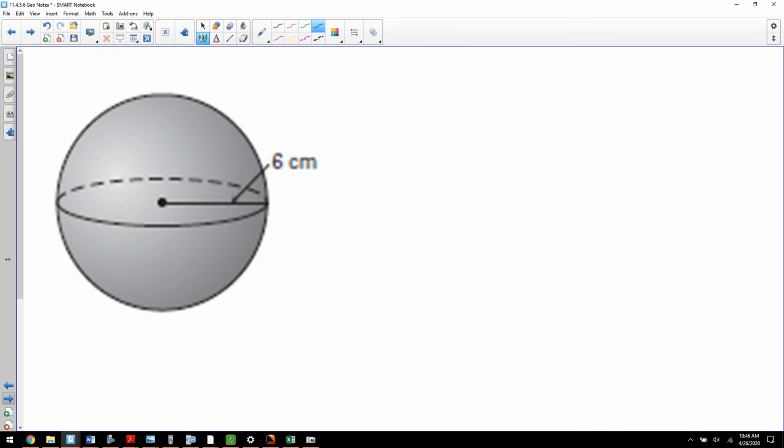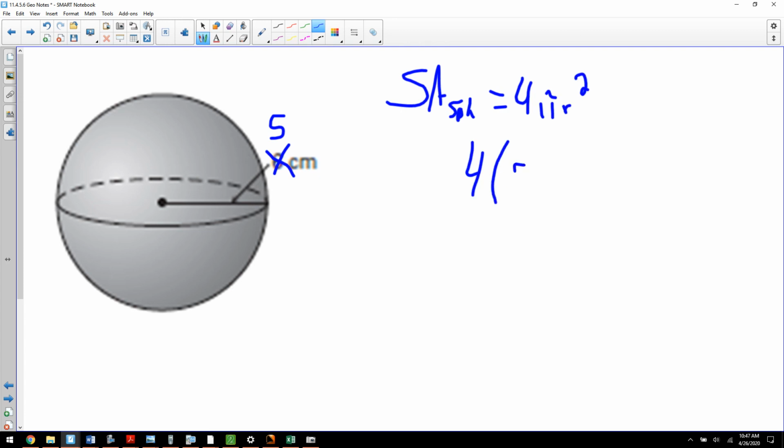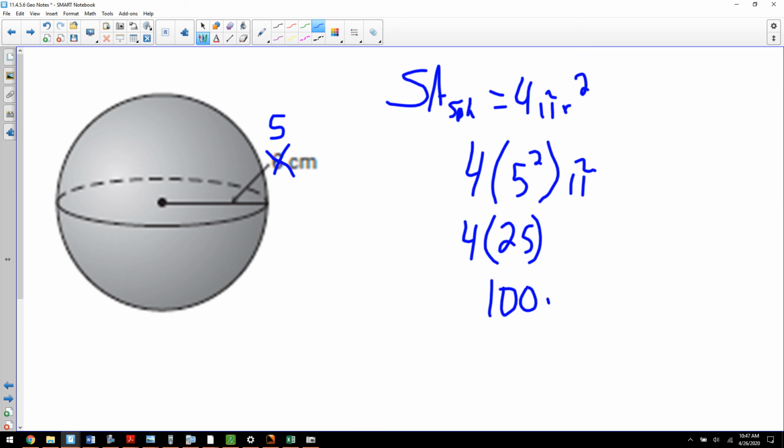Oh, I just did one with 6. Let's change this to 5. So we have a radius of 5 centimeters. So again, the surface area of our sphere is 4 pi r squared. So it's 4 times 5 squared times pi. Well, 5 squared is 25. 4 times 25 is 100. Put a pi next to it, and I have our units of centimeters squared.